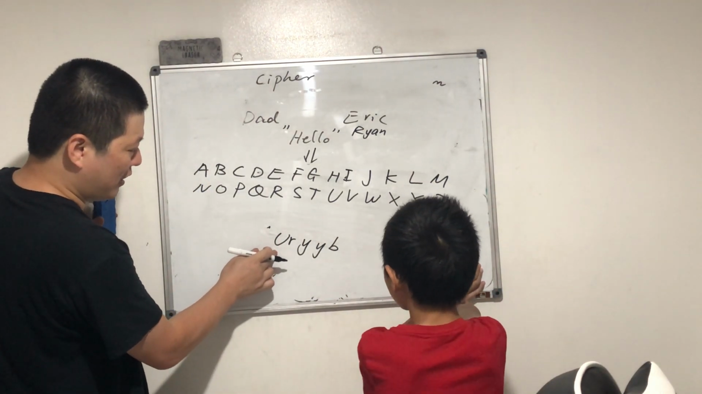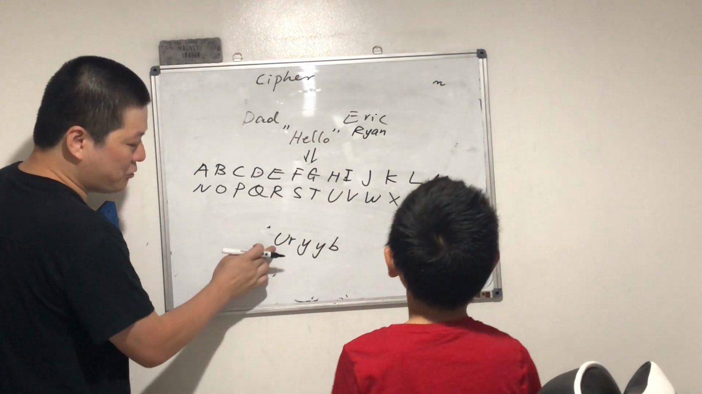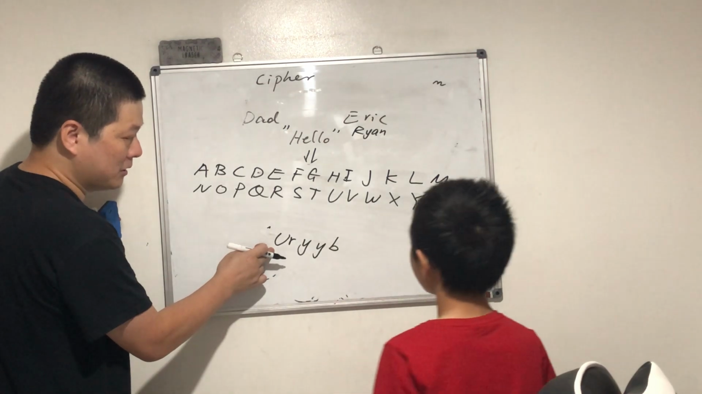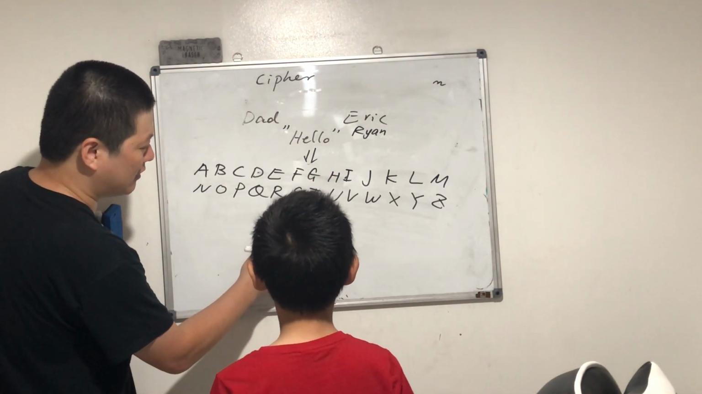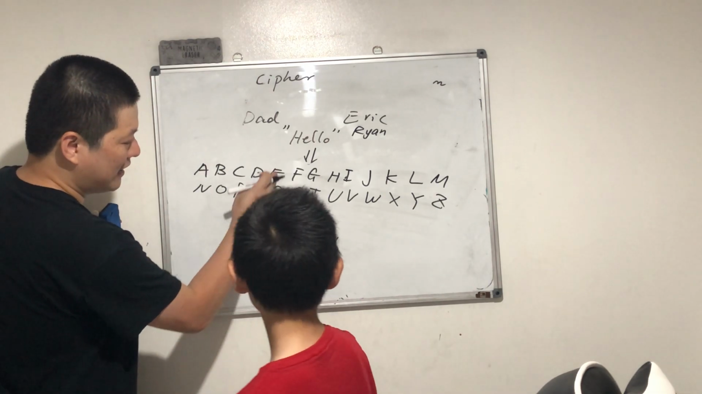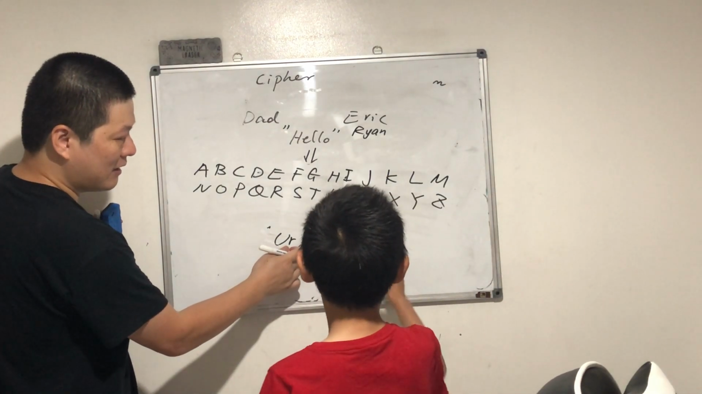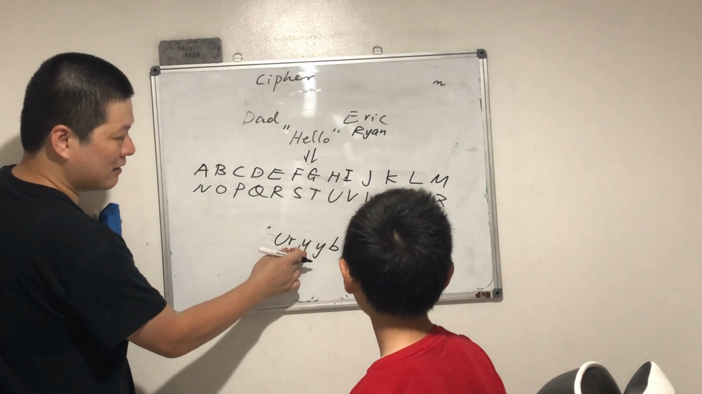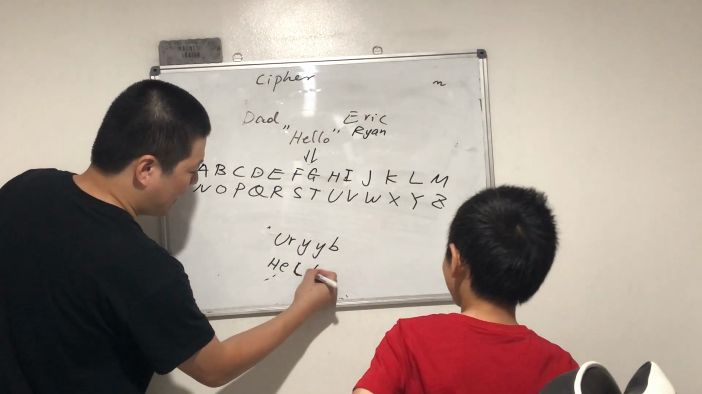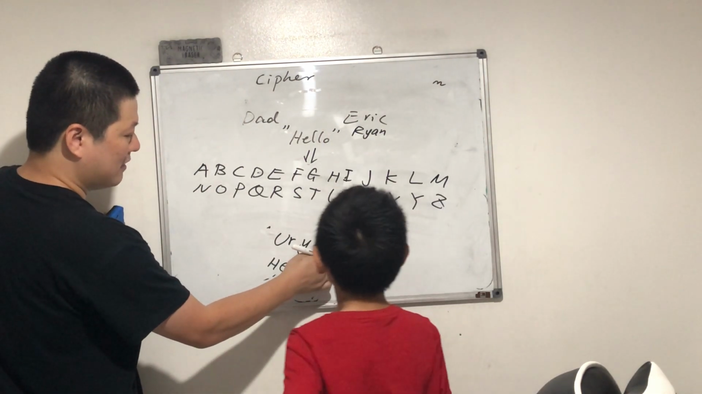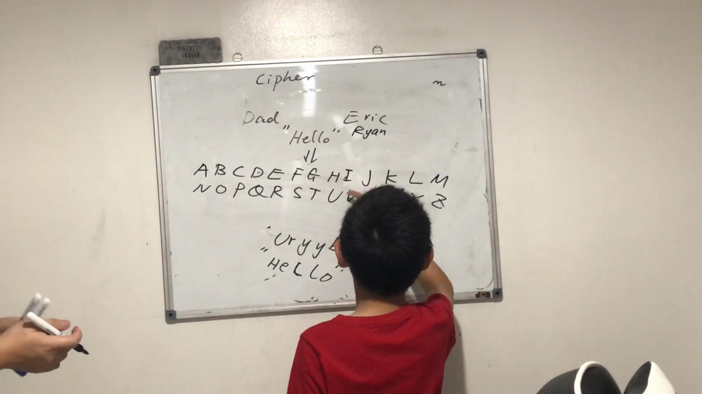Now reverse it. What does U correspond to? H. So I put H. What's R? E. What's Y? L. And what's B? O. You see? Hello.